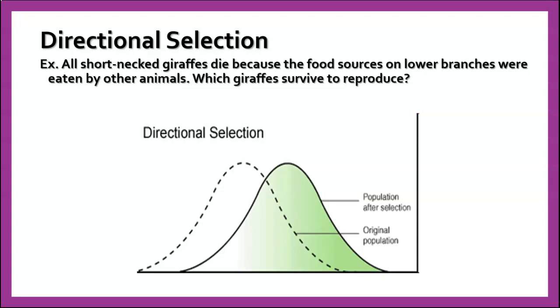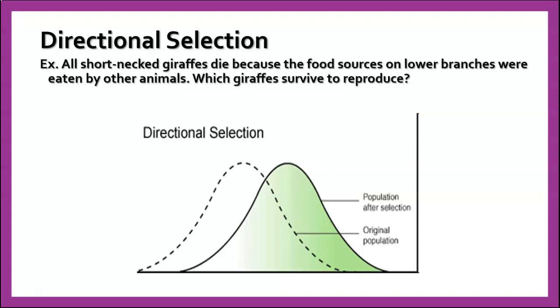So over time, the average length of the neck in giraffes shifted to the right if you look at this graph, because it was a bigger advantage to have a longer neck. Were there still some that had shorter necks? Absolutely. And they were probably fewer and less successful than the ones that had longer necks.